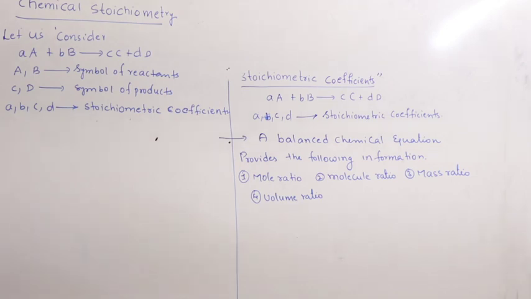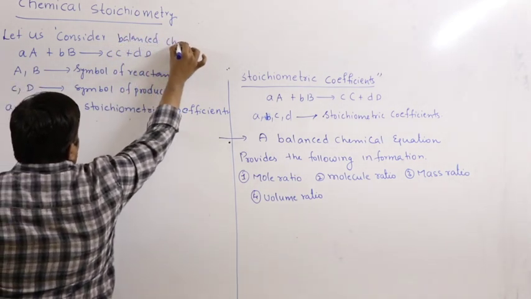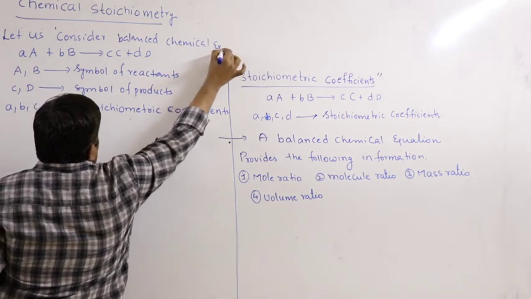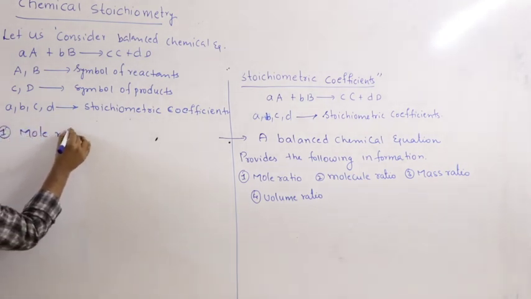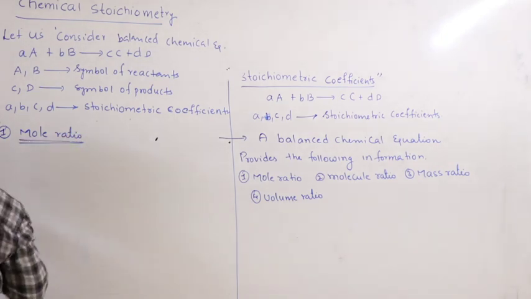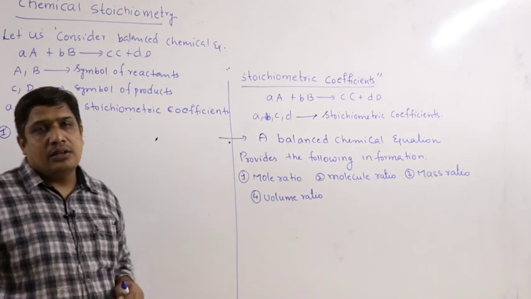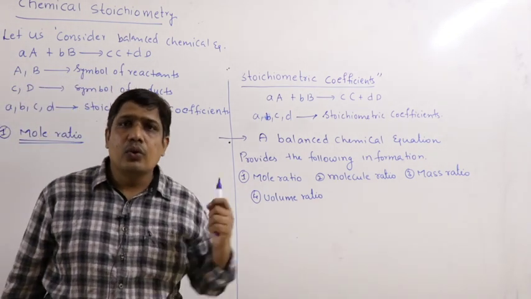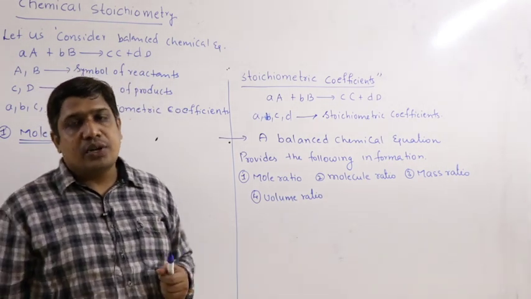Let us consider this is the balanced chemical equation, right. So, let us see what we can write. First one, mole ratio. The stoichiometric coefficients represent the moles of respective components. The stoichiometric coefficient itself represents the moles of respective components.